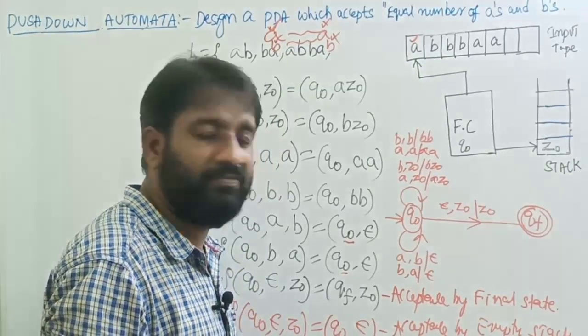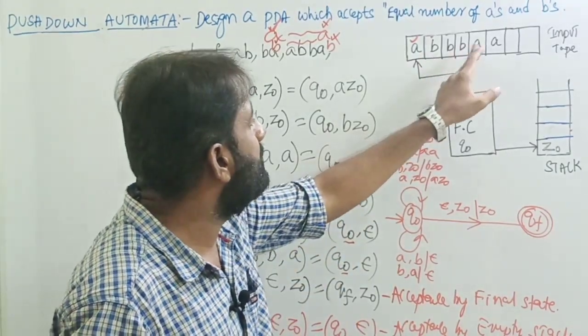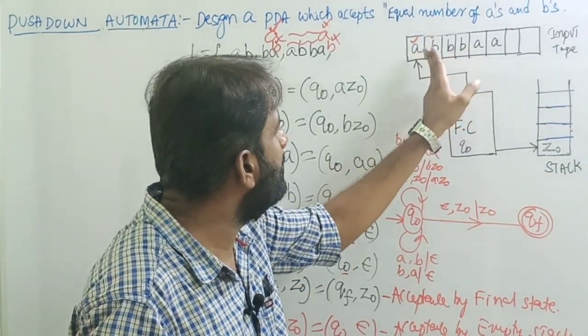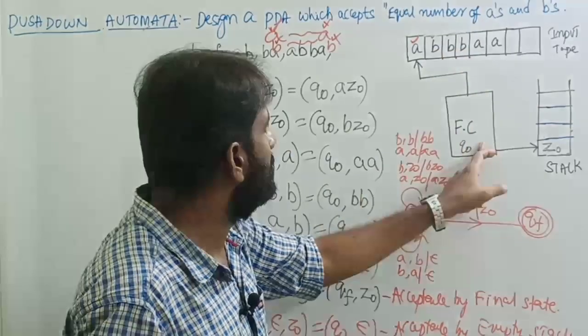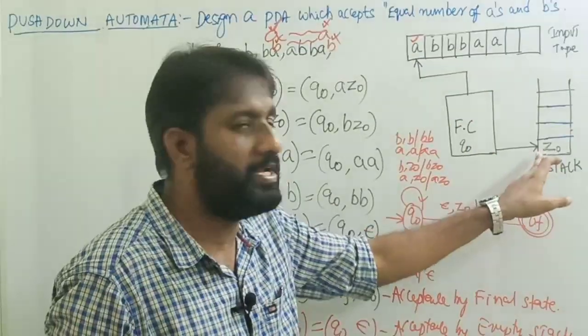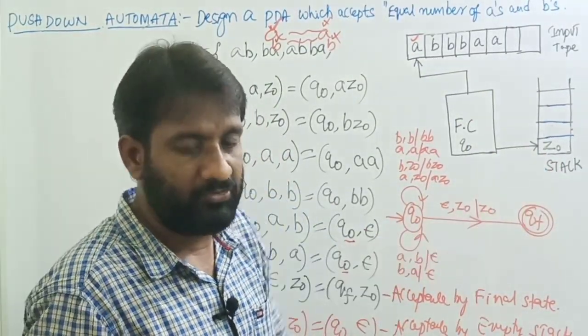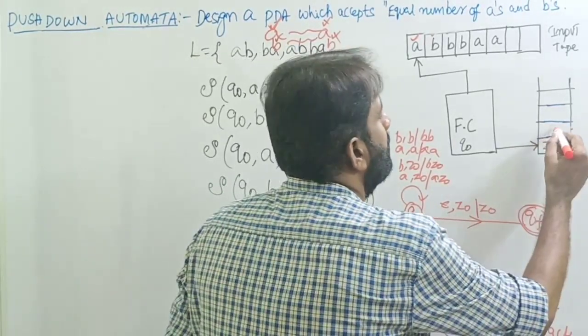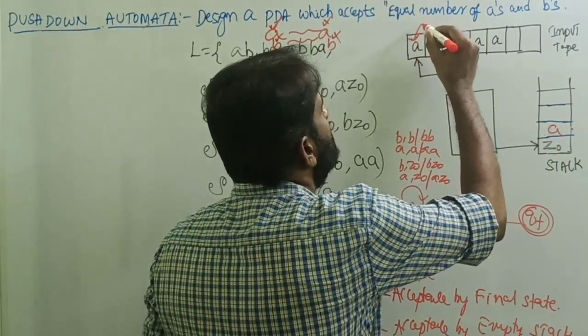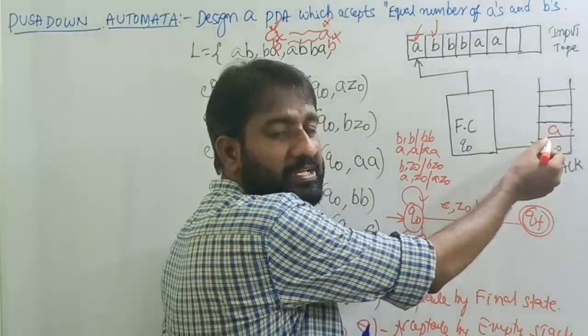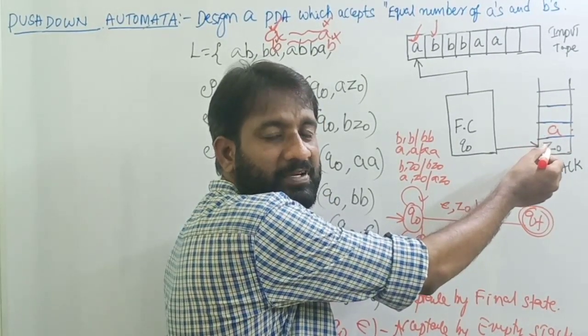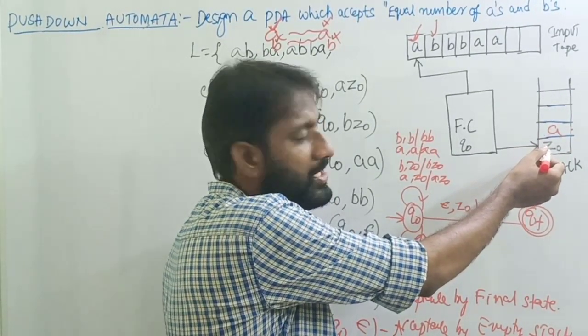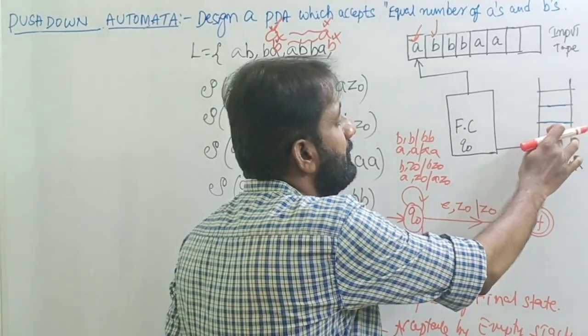Check this design with the string AAABBB. See, in the string there are 3 A's and 3 B's. So in Q0, the initial symbol is A, top of the stack is Z0. So add A onto the stack. Then the next symbol is B, top of the stack is A. So the symbols are different. Then do the pop operation on the stack by removing A from the stack.